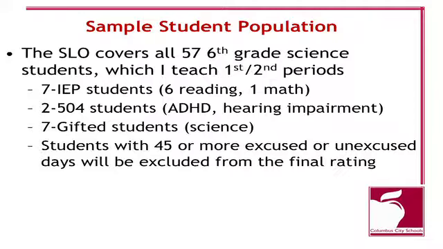Here is a sample SLO for student population. In this SLO, the teacher covers all 57 sixth grade science students, which she reports as teaching in first and second periods. The teacher continues and points out that in that population, there are 7 IEP students, there are 2 504 students, one with ADHD, one with a hearing impairment, and there are 7 gifted students. The teacher also points out that in this case, any students with 45 or more excused or unexcused days will be excluded from this final rating.